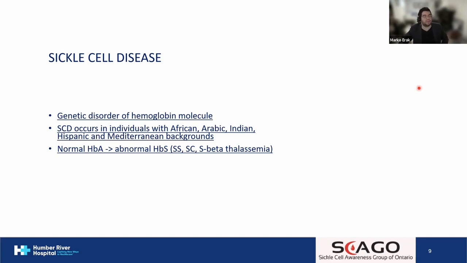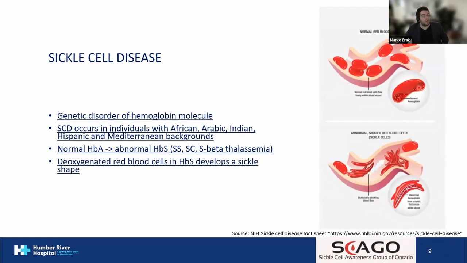And there are variants. There's sickle cell SS, SC, S beta thalassemia. All of them predispose the individual to sickling, which is where the name comes from. It means when the red blood cells are exposed to some sort of stress and become deoxygenated, the blood cell sickles. It forms these abnormal shapes.